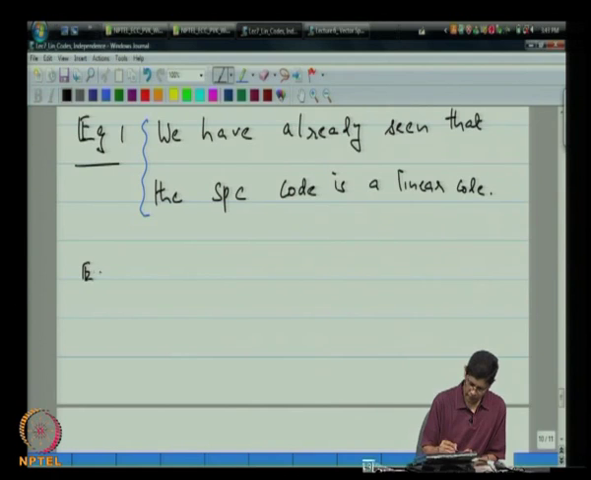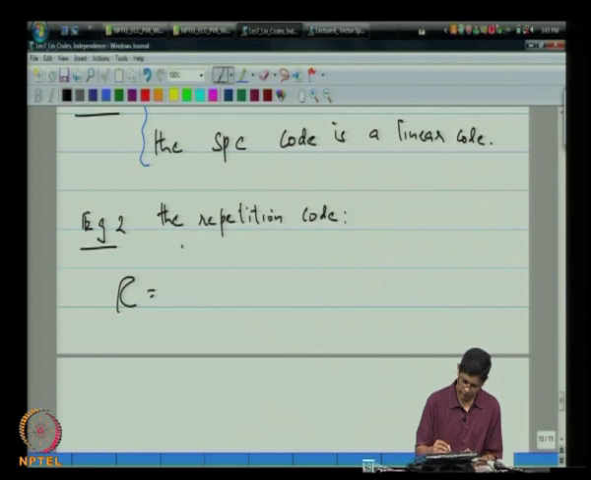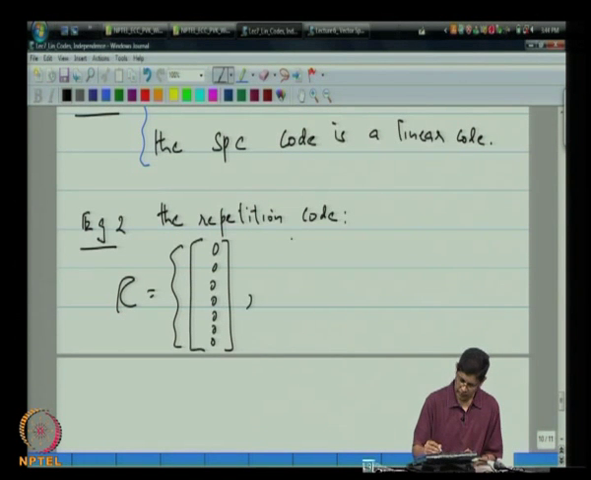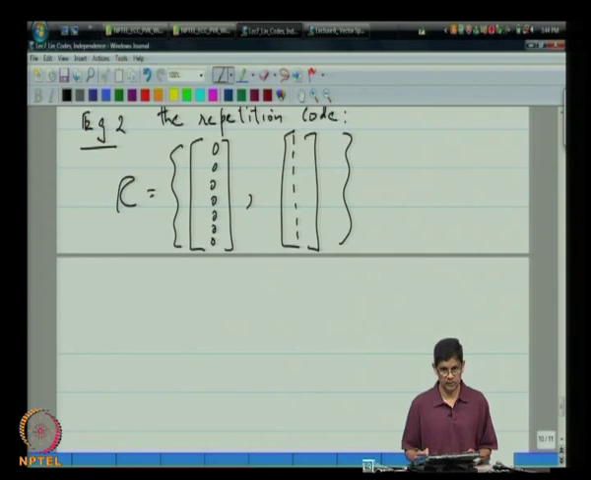Example 2. The repetition code. So, here the code is comprised of just 2 vectors, and in order to check that it is a code, you just have to check addition. Clearly, the sum of any 2 code words is a code word. Therefore, it follows that this is also a linear code.